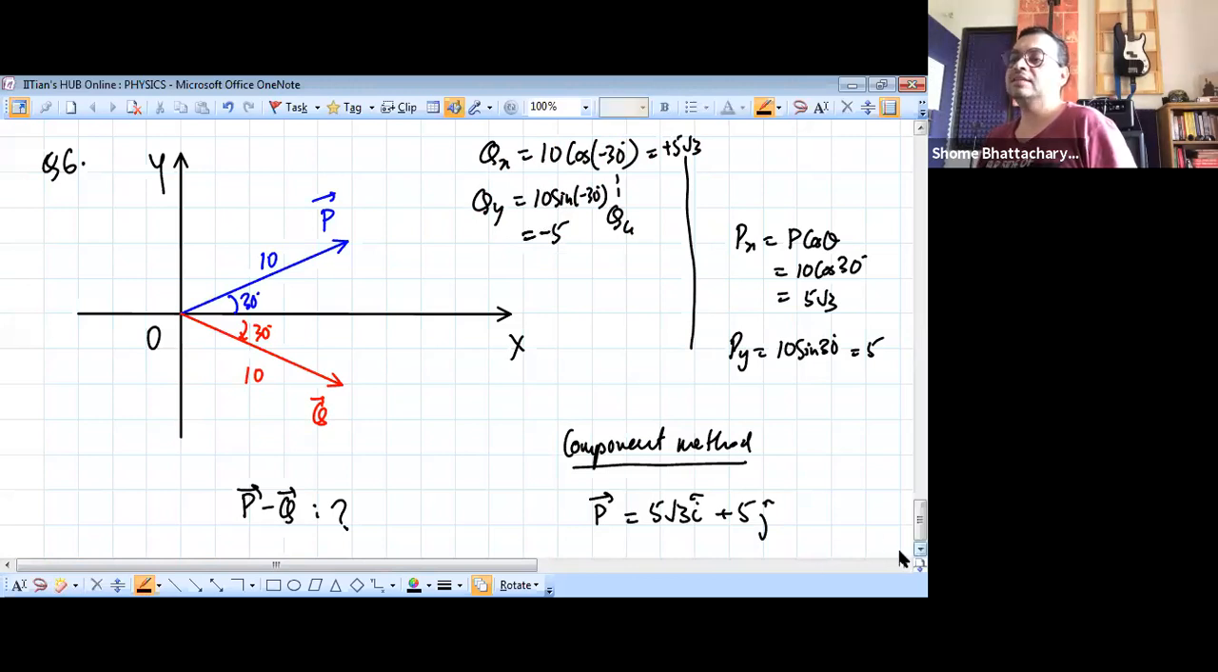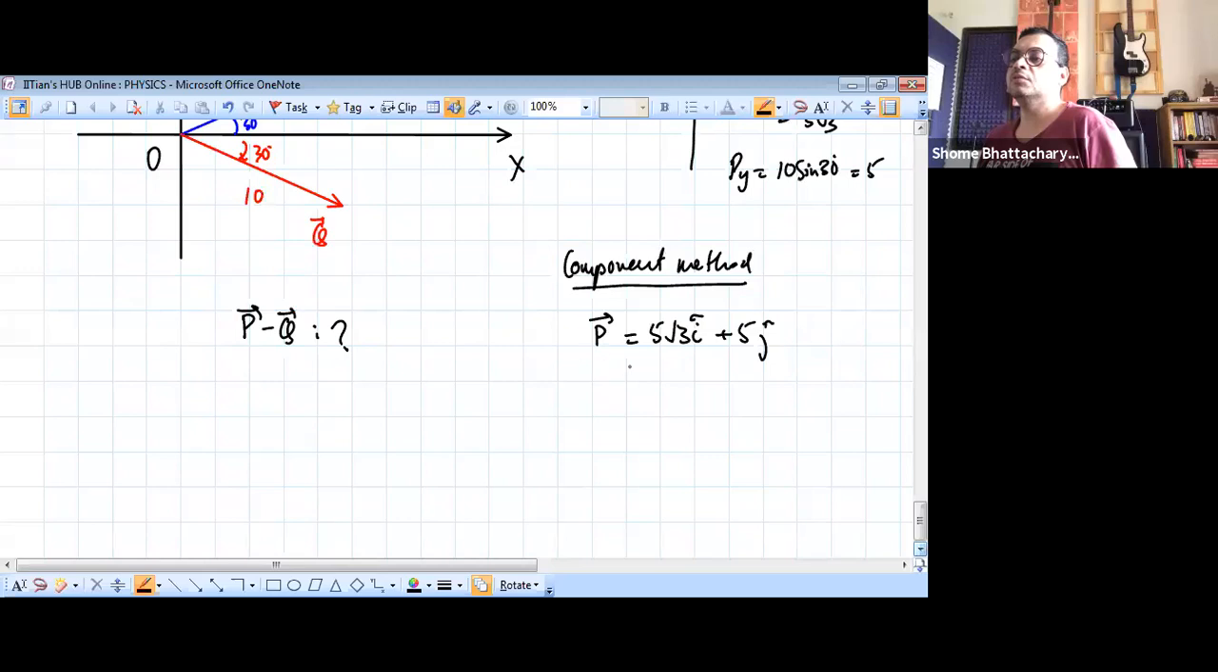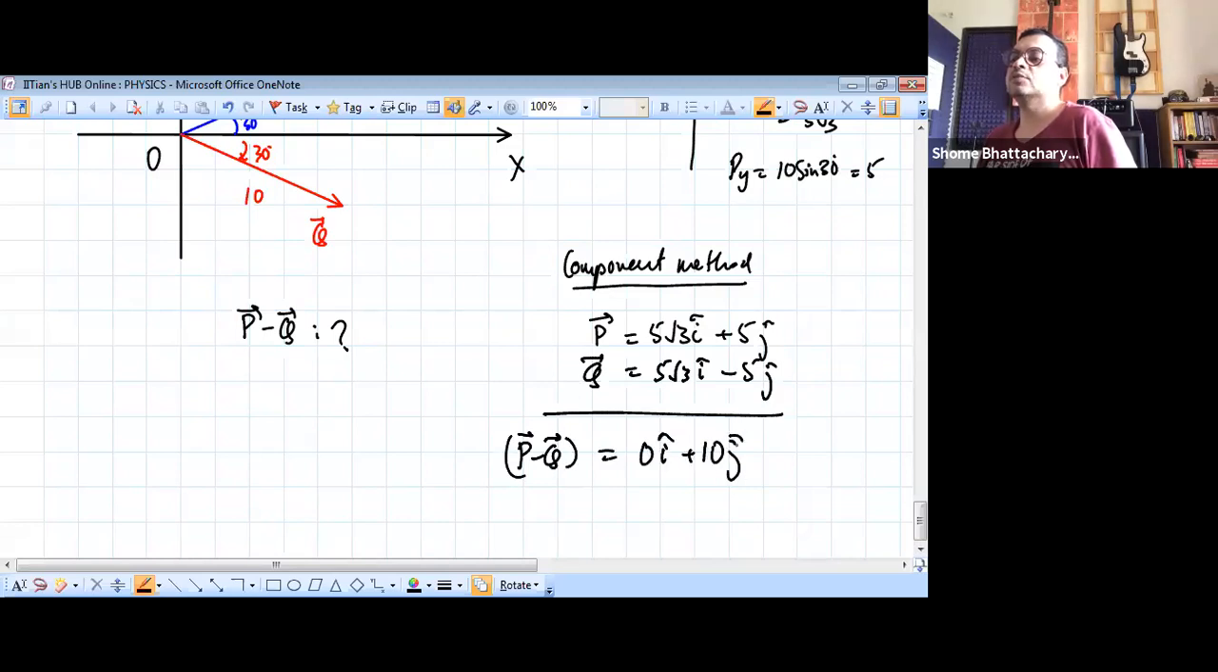So the Q vector, how will it look here? Q vector will become 5 root 3 I cap minus 5 J cap. So now you can directly see from here P minus Q. Just subtract the two, it's 0 I cap plus 10 J cap. So it's basically just 10 J cap.